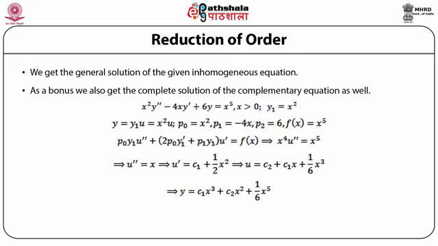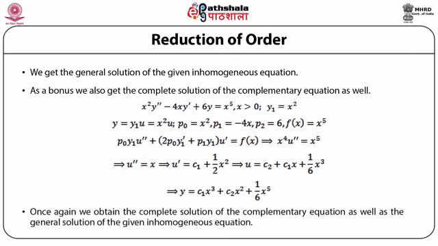I can say y will be equal to x square times u. So y will be equal to c1 times x cube plus c2 times x square plus x raised to power 5 by 6. So once again we obtain the complete solution of the complementary equation as well as the general solution of the given inhomogeneous equation.